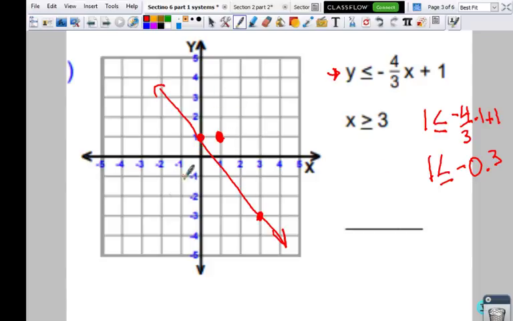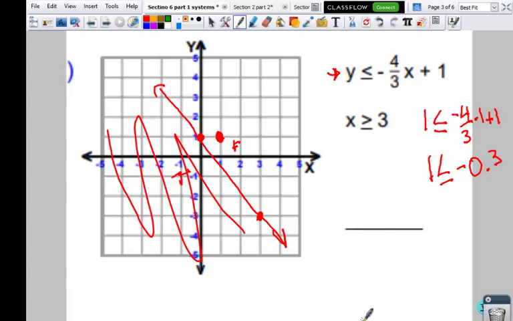No. That means this is my false side, this is my true side, so I'm going to shade my true side, and I'm going to shade it really easy, like that. I'm not going to shade it a ton. Do I need to be able to see what I'm doing next? Okay. Then we got to graph x is greater than or equal to 3.